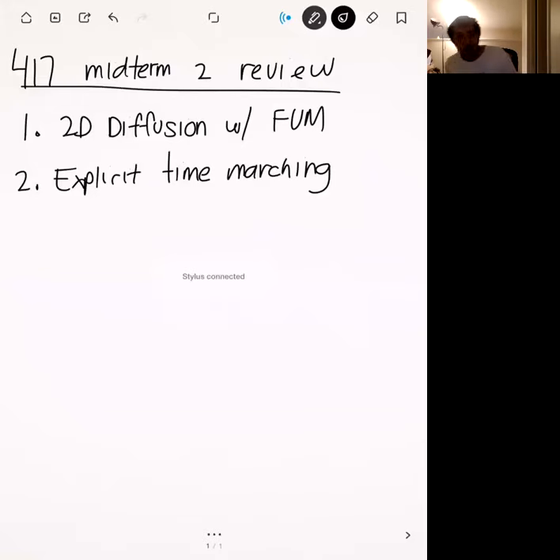Okay, so this is the midterm review for midterm 2 for EGME 417 in the spring 2021. All right, so I looked at the poll on Canvas, and these were the two overwhelmingly most requested topics that I cover. The first one, by about 90-something%, is 2D diffusion with FVM. I guess that's not too big a surprise. And the second one is explicit time marching.